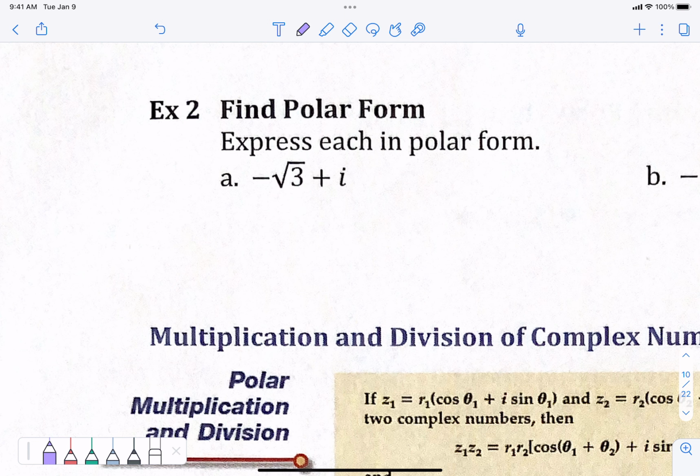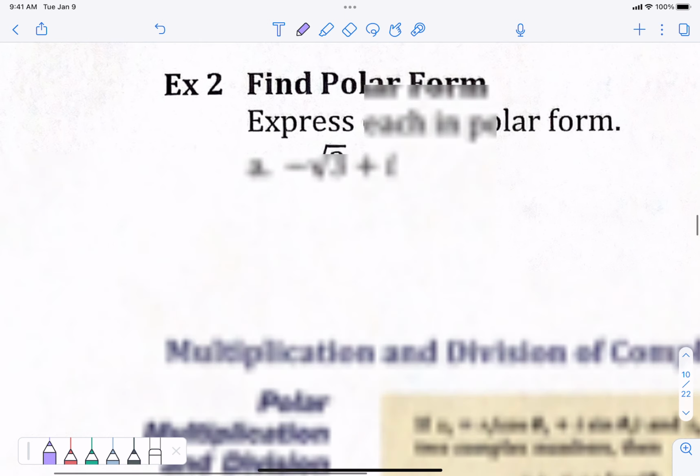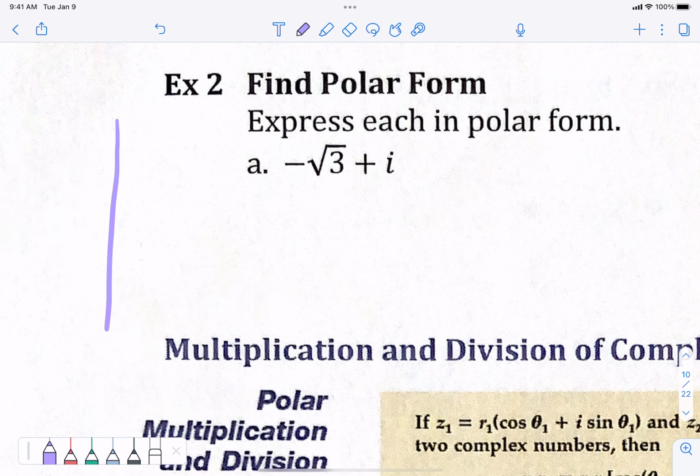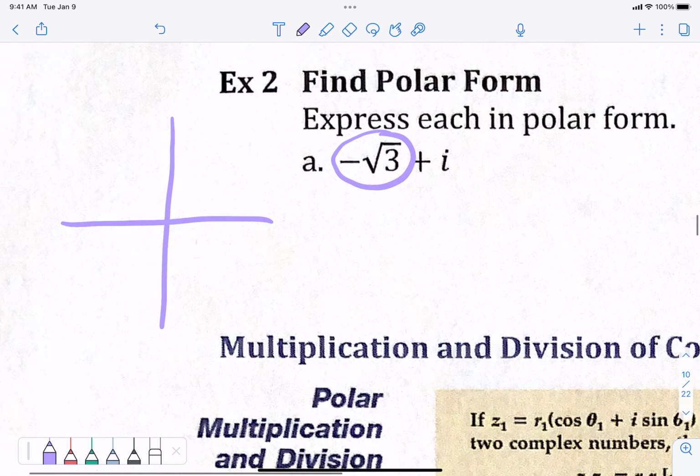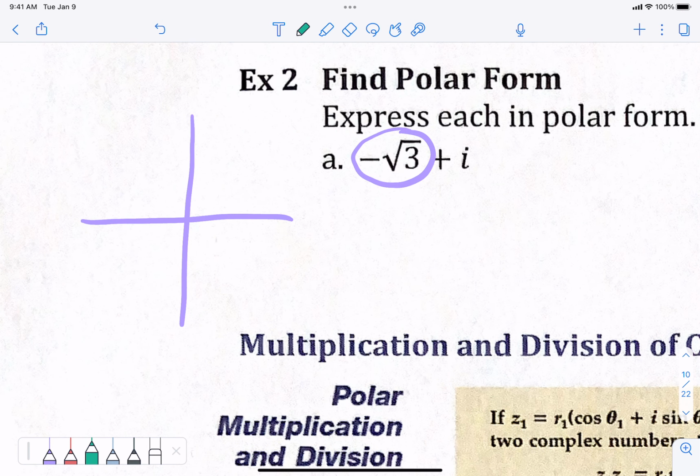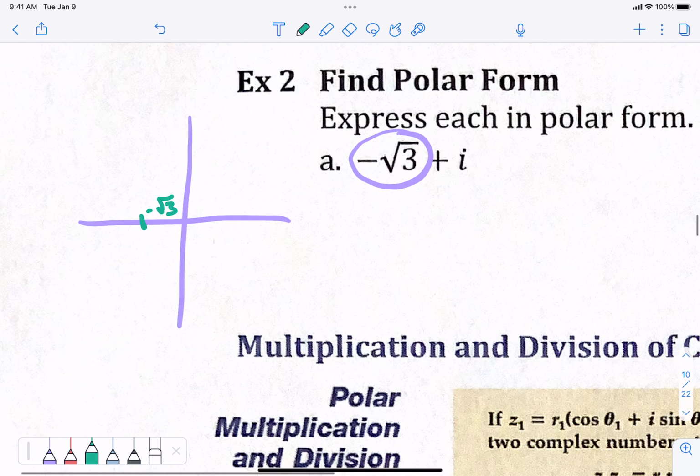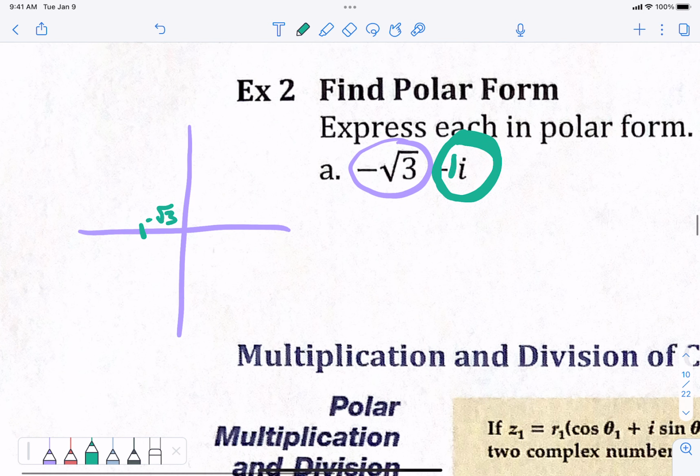But A, if we go to graph this thing, let's just do a rough sketch of what this looks like, okay? Negative square root of 3 is how much we're going to the left. So we're just going to go over, I don't know how much square root of 3 is. Negative square root of 3. We're going to put it like that, okay? And then what's this value right here? It's i. 1i. So we're going up 1, okay?